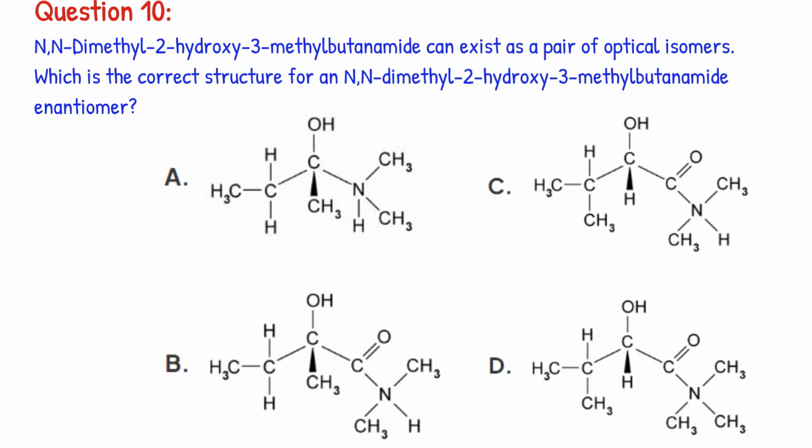Question 10. N,N-dimethyl-2-hydroxy-3-methylbutanamide can exist as a pair of optical isomers. Which is the correct structure for an N,N-dimethyl-2-hydroxy-3-methylbutanamide enantiomer? The correct answer is C.